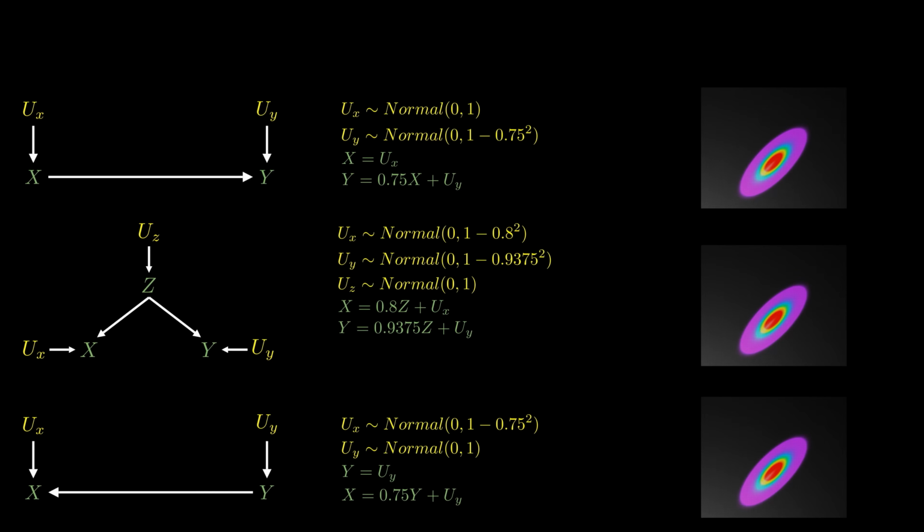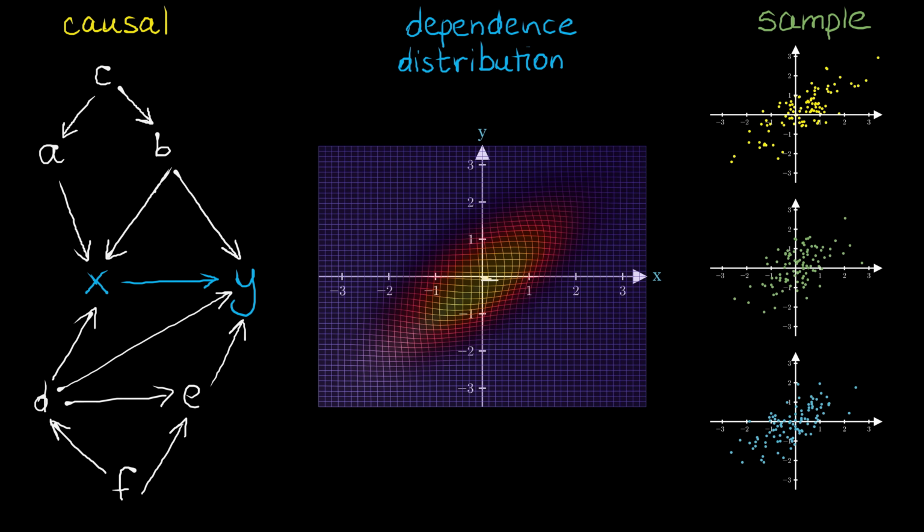This example should serve as a cautionary tale that the same joint distribution could be consistent with many different causal models. So I hope that as you begin your educational journey in data science, you build this structure in your mind with these two universes, the causal universe and the dependence universe, and the sample.